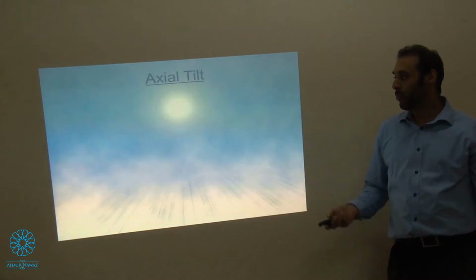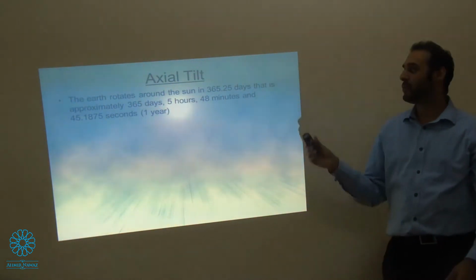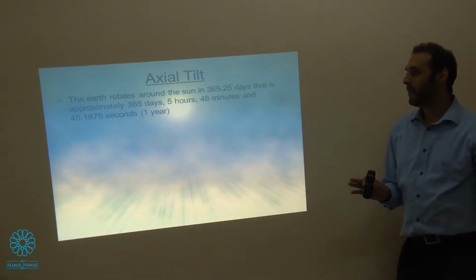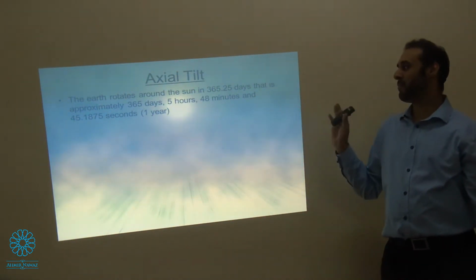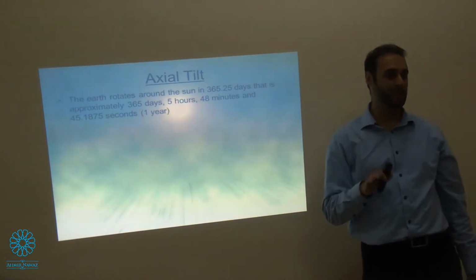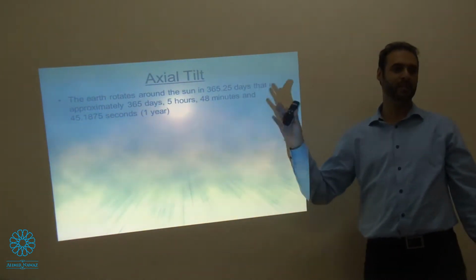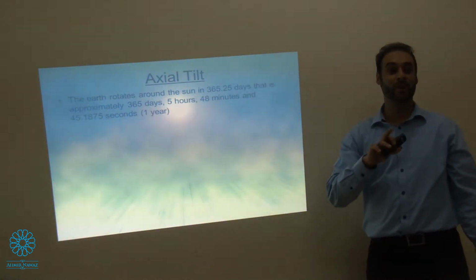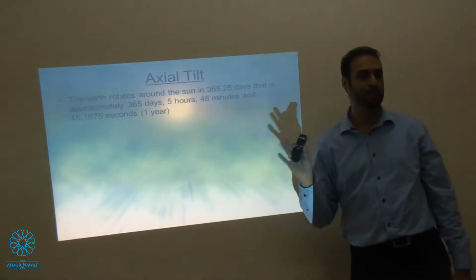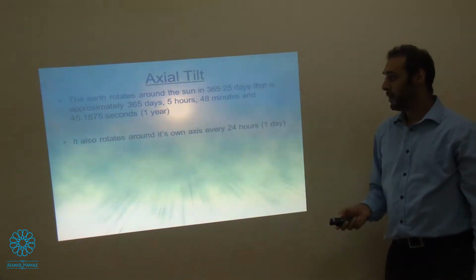So how does this happen? Well, basically, the Earth rotates around the sun in 365.25 days. That's approximately 5 hours, 48 minutes, and however many seconds. Now, we've always been told it's 365 days. It is. But it's actually a bit more than that. It's 5 hours more than that. And it's important to know this because you'd find out when we work out the prayer timetables why it's important to know it's actually 5 hours and not just 365 days.